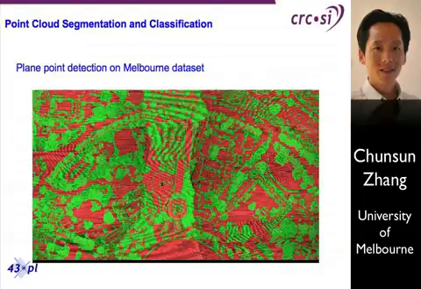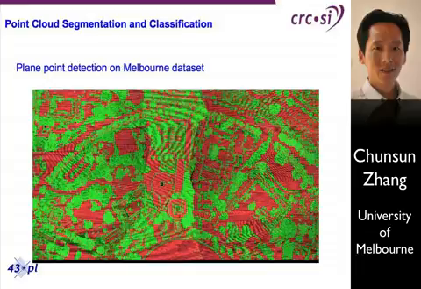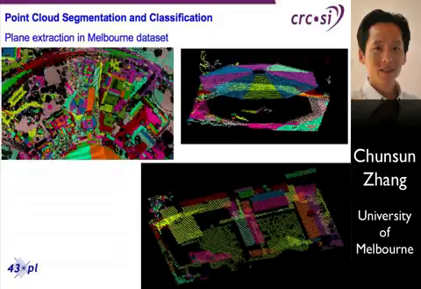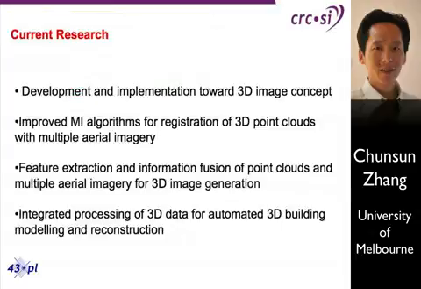This is an example with low density data in Melbourne. You can see the point clouds are processed to detect the plane points, represented in red. And here is the detection of the roofs, which are also planes. So this shows the algorithm's performance is equally good with different densities of laser point clouds. This effort was made in the last several months towards the implementation of the 3D image concept to facilitate the reconstruction of buildings.